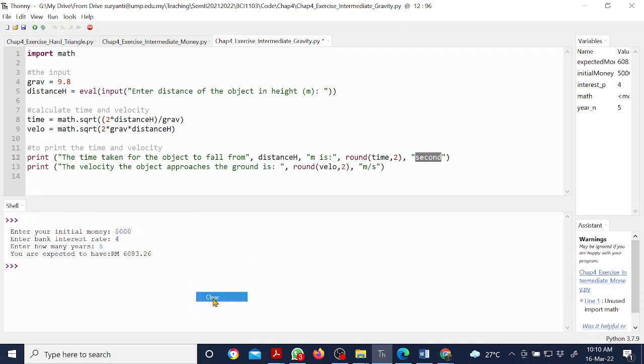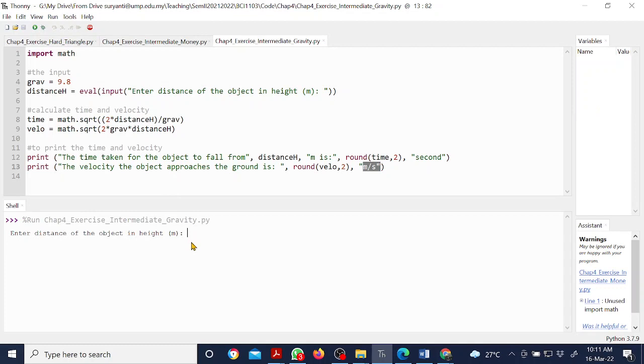And then after that, I'm going to print the velocity of the object approaches the ground is double dot, comma. The velocity here comes from variable velo, so I'm going to print the value of velo here, rounded off to 2 floating points, comma, and then I'm going to print this text as well, m over s. Okay, millisecond.